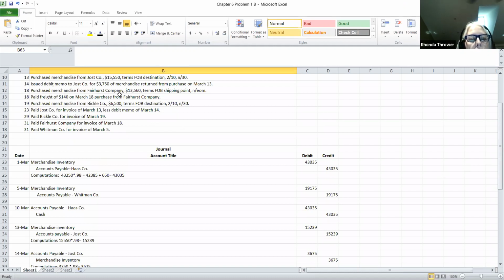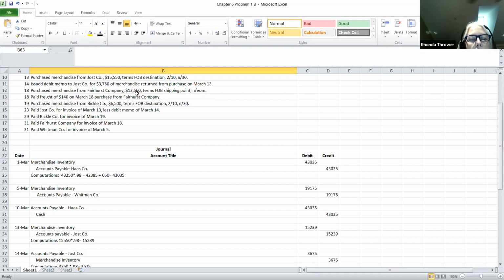On March 18th, we purchased merchandise from the Fairhurst Company for $13,560. The terms were FOB shipping point. That means we're the buyer, and we're going to be paying the shipping. There were no purchase discounts offered to us. The net amount has to be paid by the end of the month. EOM stands for end of the month.